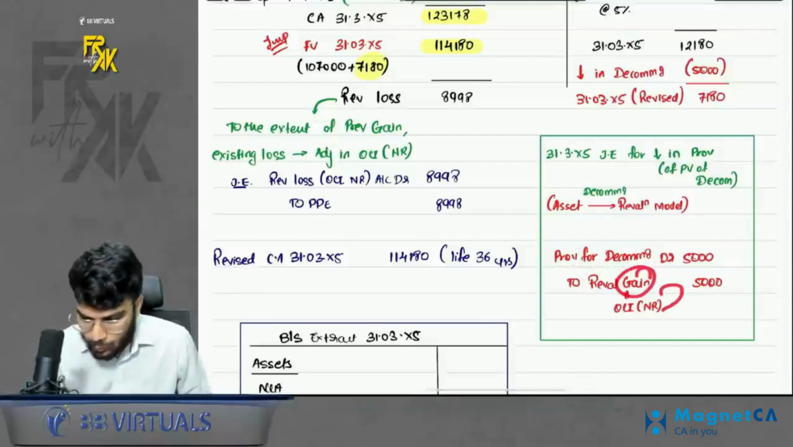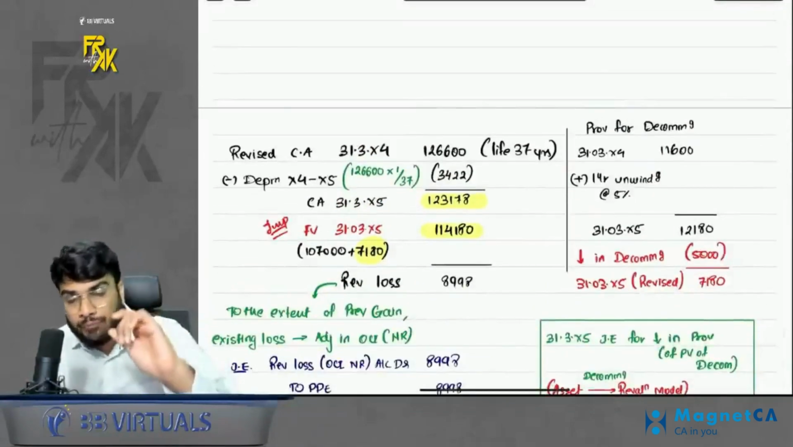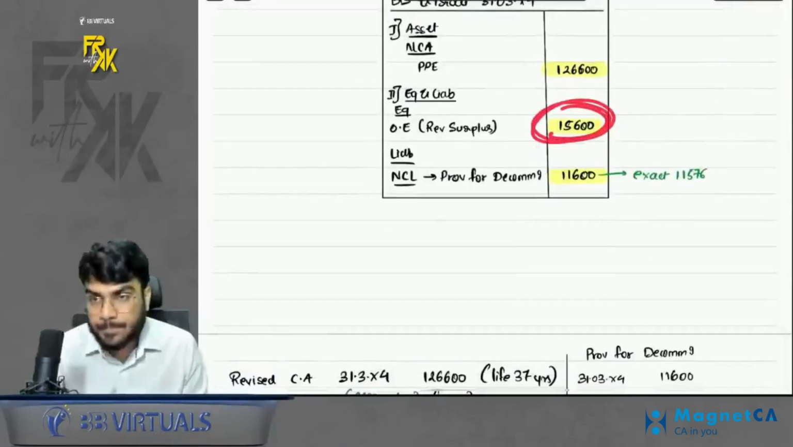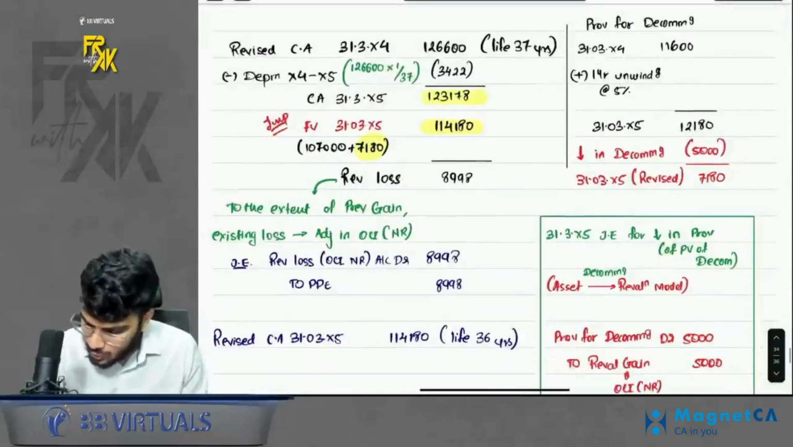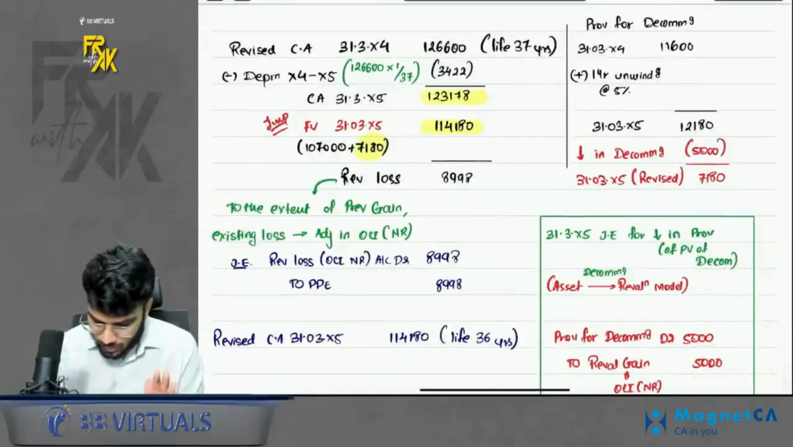So do not say directly OCI. Because this asset is already at revaluation model, you will have to check previously what did you have. So in this case, previously also I had a gain. Now also I am having a gain. So this gain will also get transferred to OCI. Okay. One thing done.